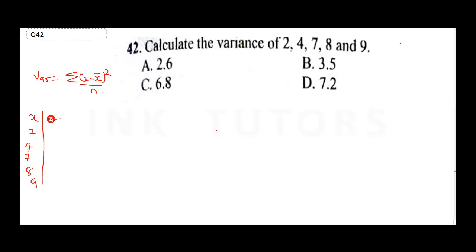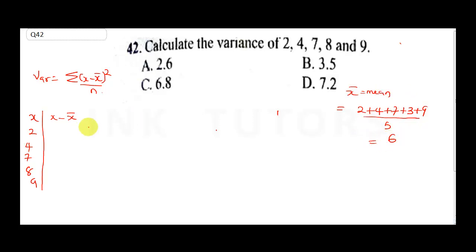The next thing we're going to perform is x minus bar x. Remember that bar x is actually the mean. So how do you get the mean? You sum the numbers. 2 plus 4 gives us 6. 6 plus 7 gives us 13. 13 plus 8 is 21, plus 9 is 30, all divided by 5. So 30 divided by 5 is 6.